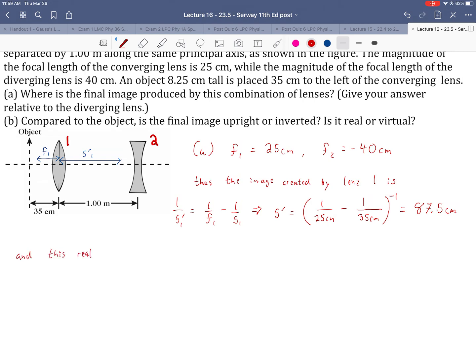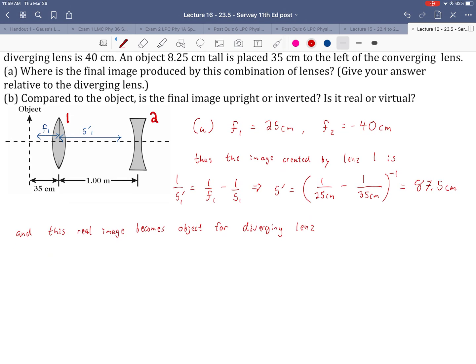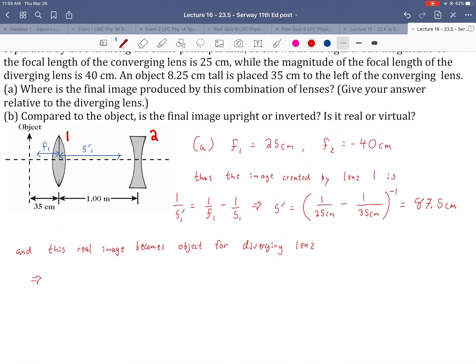And this real image becomes the object for the diverging lens. Okay. And so what that would look like then is we would simply use the lens formula again.